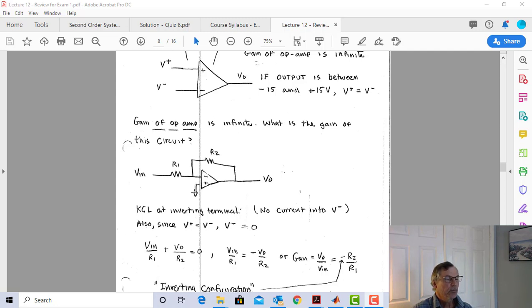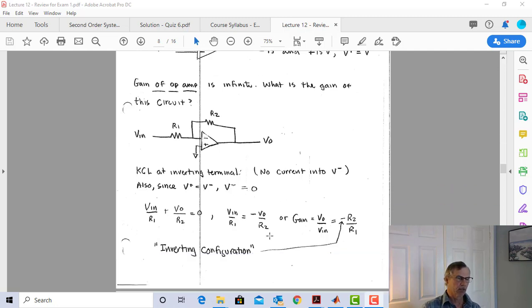And so we can use that information to write ourselves a KCL equation. Vn minus 0 over R1, that's the current going this way, going from here to here, plus Vout minus 0 divided by R2 equals 0. Because remember, we have no current going in here. So let's work with that equation a little bit.